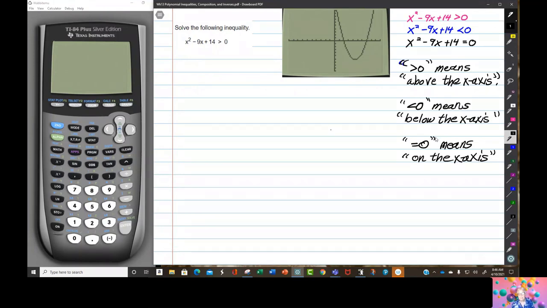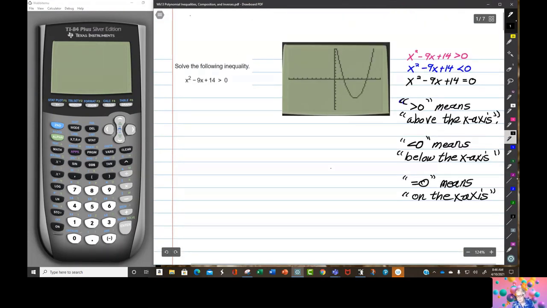Okay, so all we're asking right here is, where is this graph above the x-axis? I can show you. Strictly above, notice there's no bar underneath. They're only interested in where the graph is above, not on. So I'm going to put a little circle there. Let me make this bigger.